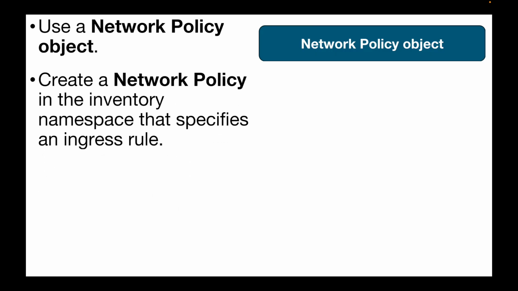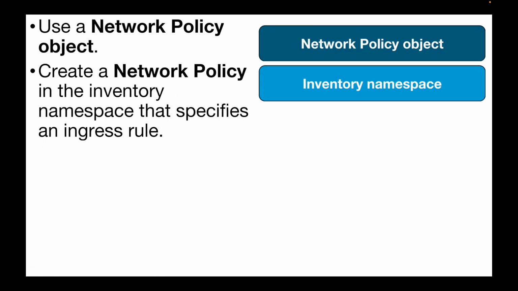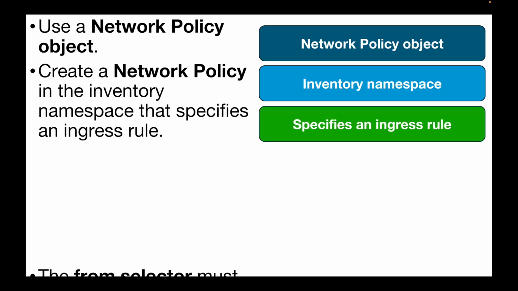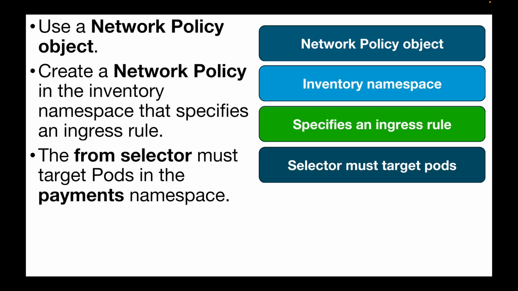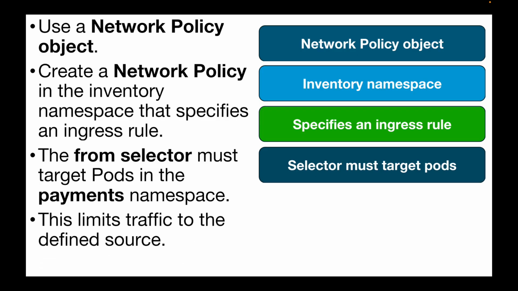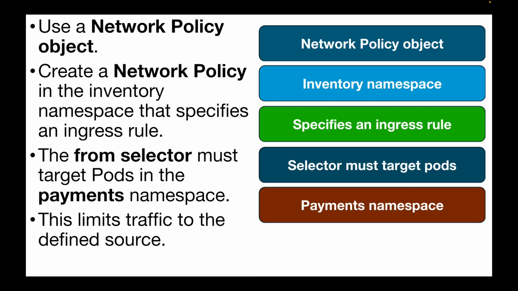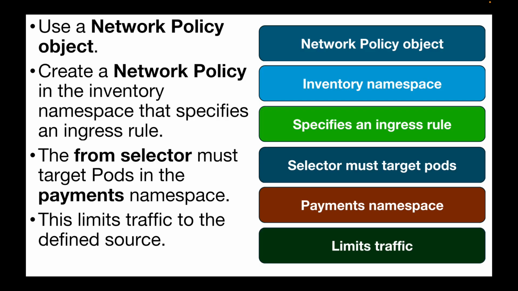So for this, we can make use of the network policy object. You can create a network policy in the inventory namespace that specifies an ingress rule. The from selector must target the pods that are running in the payments namespace. This will limit the traffic to the defined source. So basically, create a network policy, define your ingress rule, and then your from selector must be the pods that are running in the payments namespace.